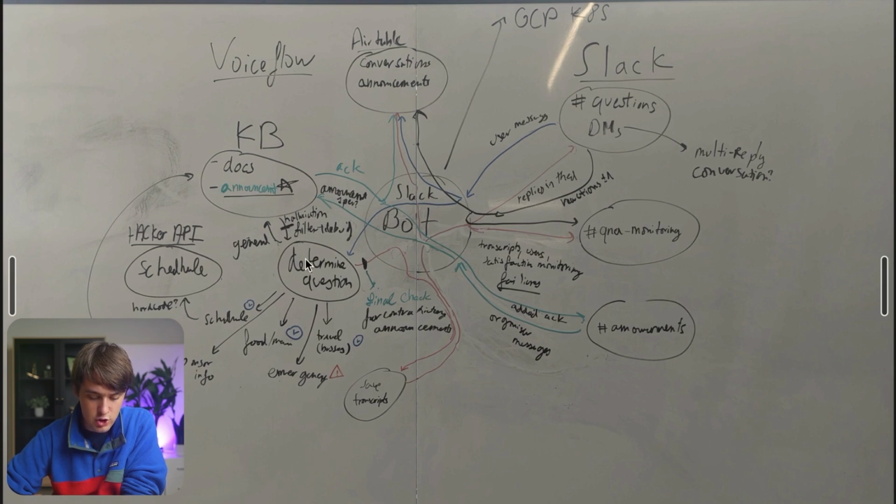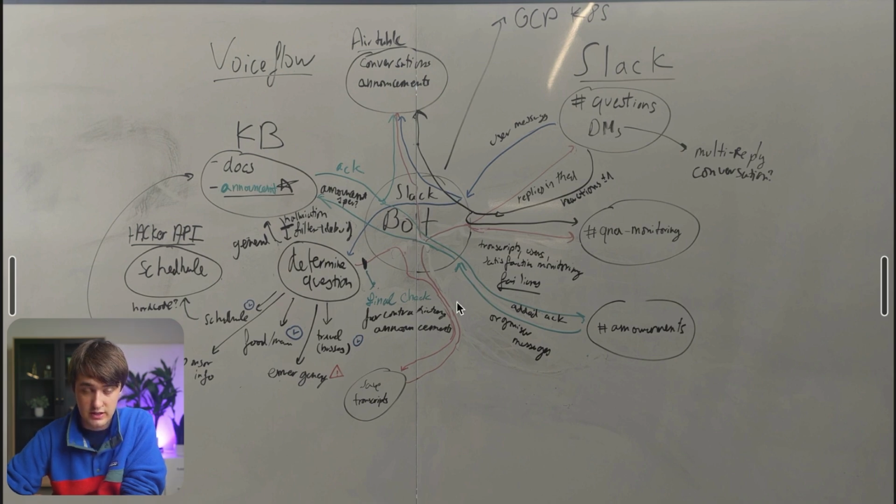From inside Voiceflow, we're going to determine which type of question it is: a travel question, an emergency, a food or menu question, or scheduling. Then it might send it off to the knowledge base to get answers, and once it has its answer, which is in red, it will send it back to the bot.